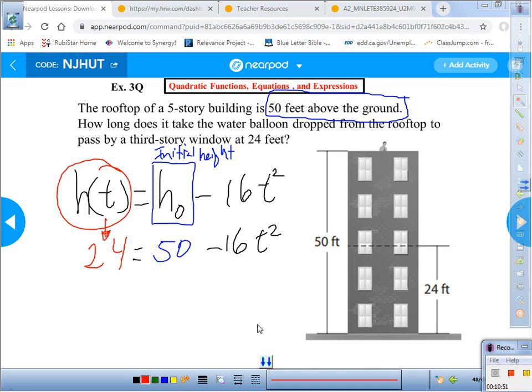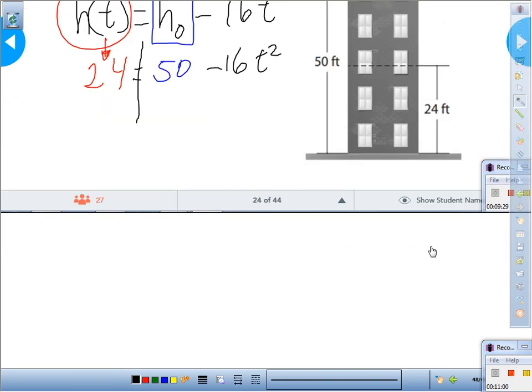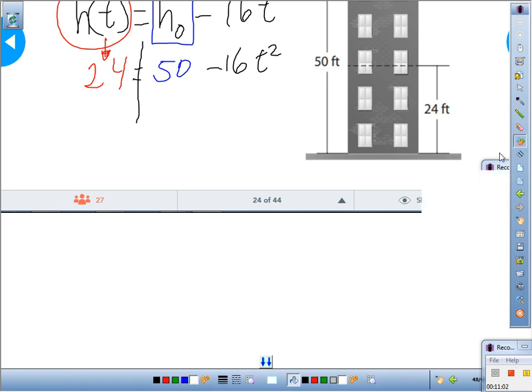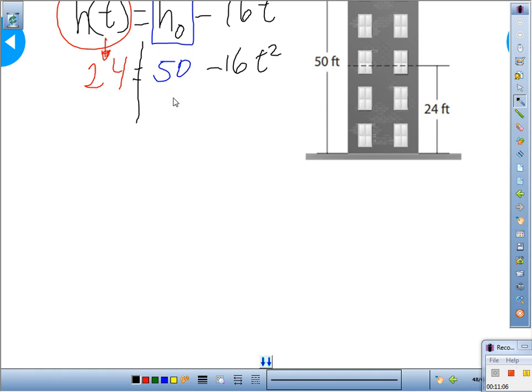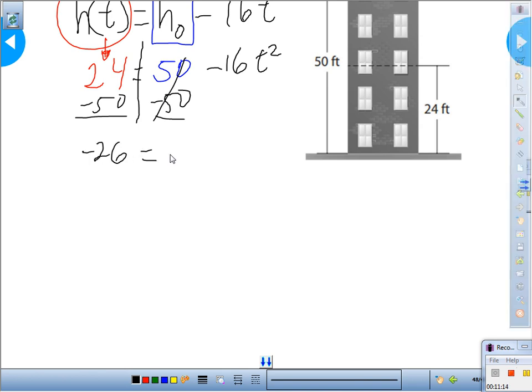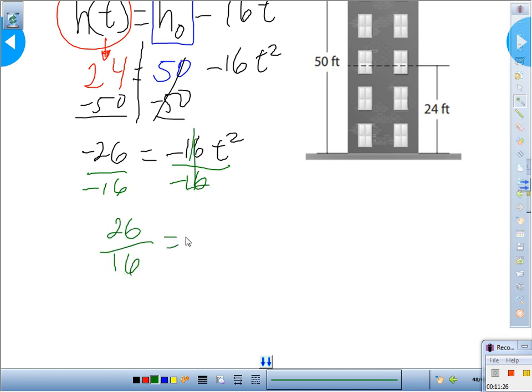All right. So look at it. And Leo said, I like using square roots. Can we continue using square roots to solve that one? Yeah, let's do that. So therefore, we need to isolate t squared. So what do we do? Subtract 50, subtract 50. We're left with negative 26 equals negative 16 t squared. Next step. Divide by negative 16, divide by negative 16. We're left with 26 over 16 equals t squared.